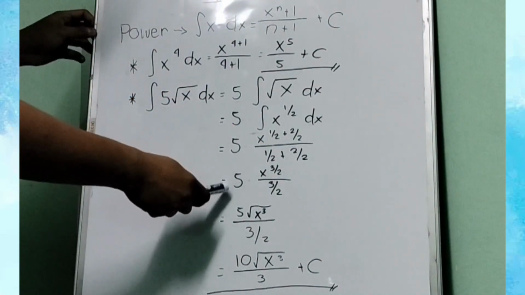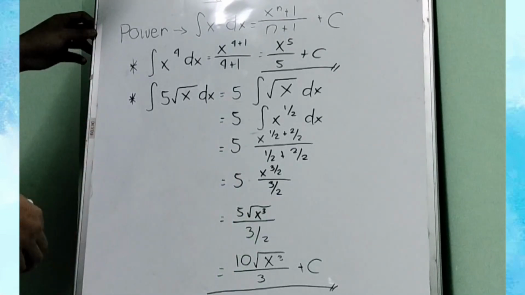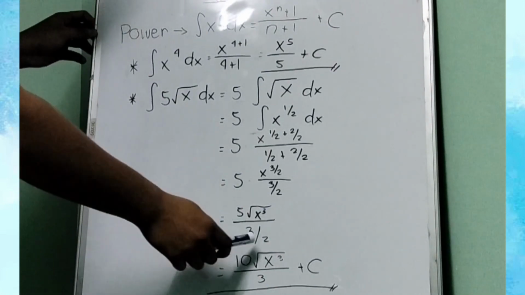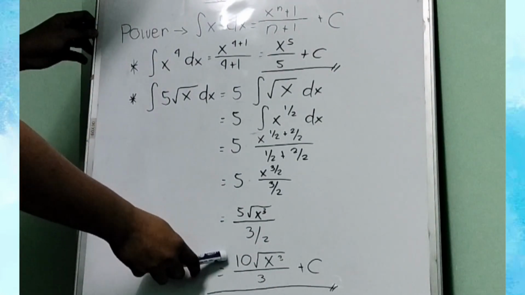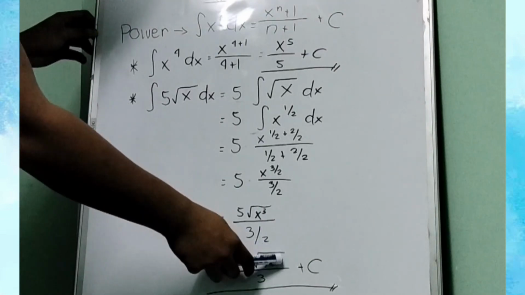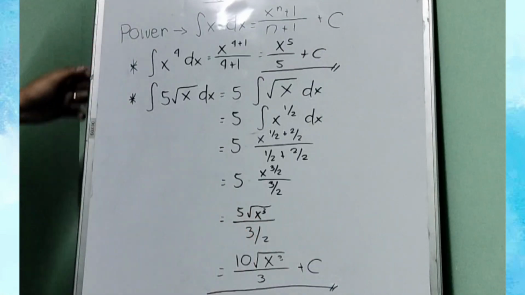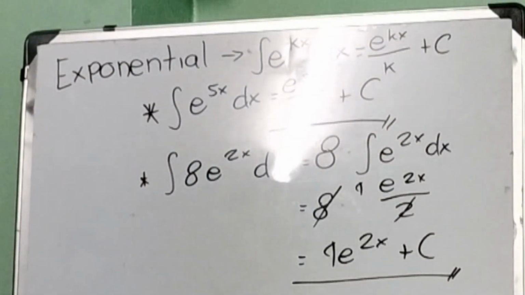Through simplifying, this becomes 5 times x raised to 3/2 all over 3/2, so we'll get 5 square root of x cubed all over 3/2. Let's multiply the denominator of the fraction to our numerator, this becomes 10 square root of x cubed all over 3 plus c as our final answer. Now, let's move on to the exponential rule.